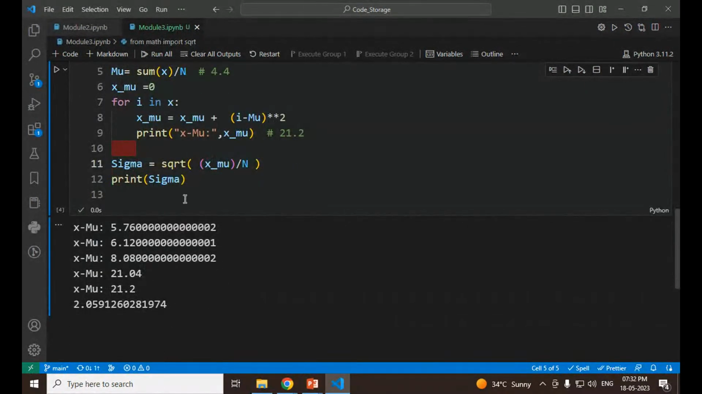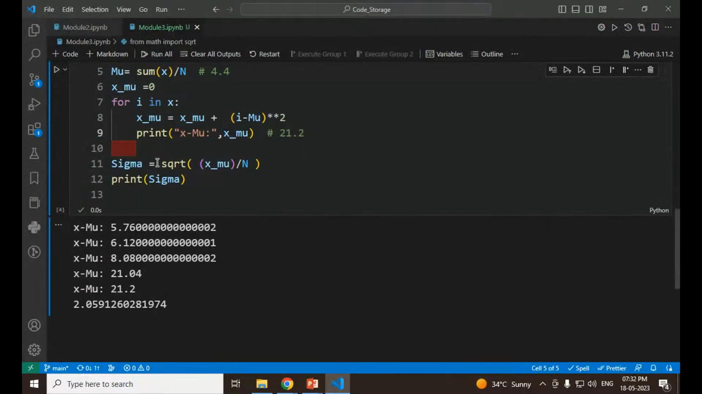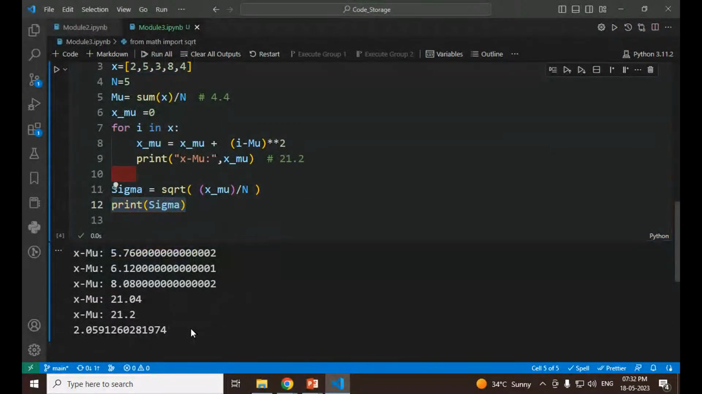So continuously it is printing all the values of this one. It's going to give you a glimpse of how it is calculating each time. So initially it was 0, 5.7, then 6.38, 21.04, at last it is 21.2. And then we have this total calculation, then it's going to print the final answer, that is 2.059. Is that right? 1.9.